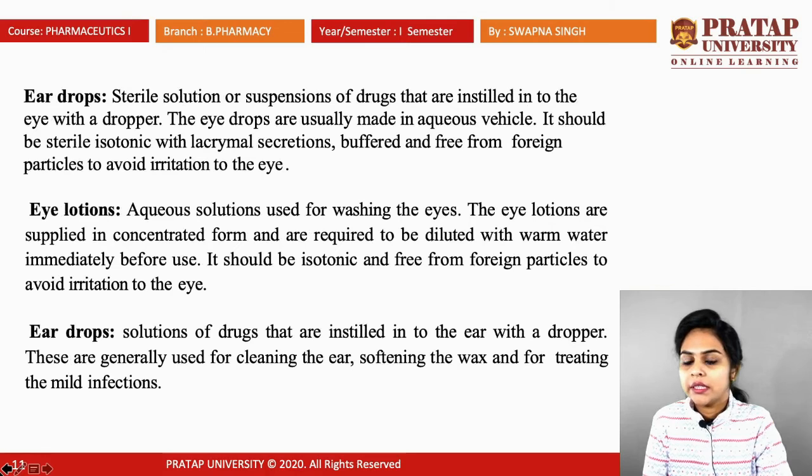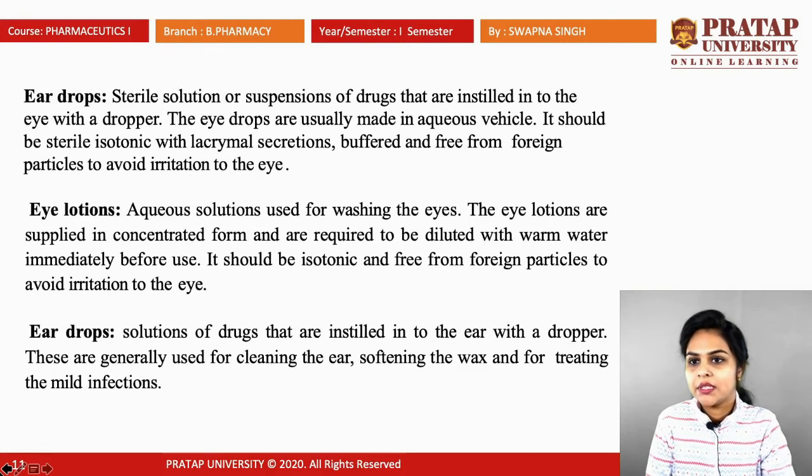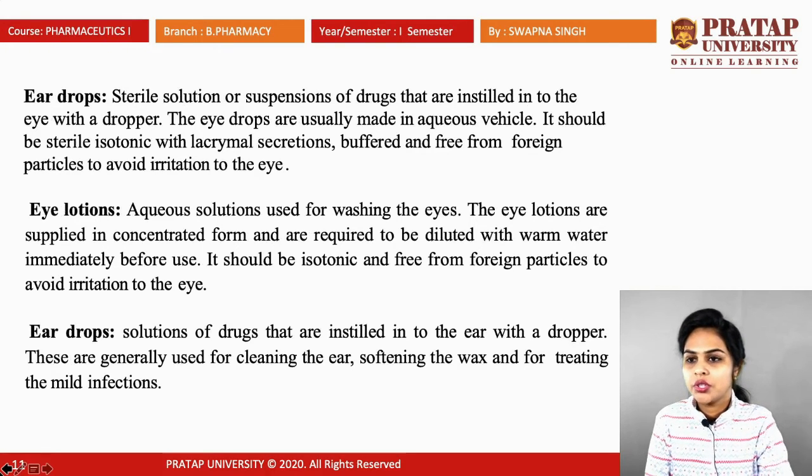Next is eardrops. Eardrops, as per the name, are a sterile solution or suspension of drug that is instilled into the ear with a dropper. Eardrops are usually made in an aqueous vehicle. They should be sterile and isotonic and free from foreign particles to avoid irritation.